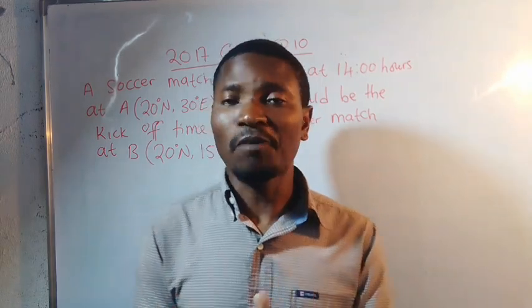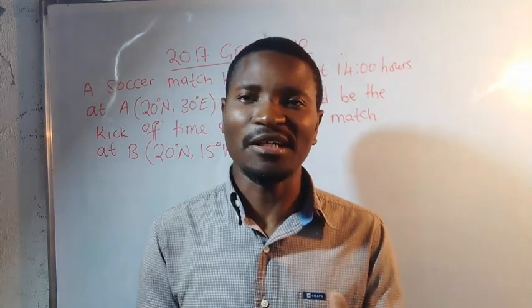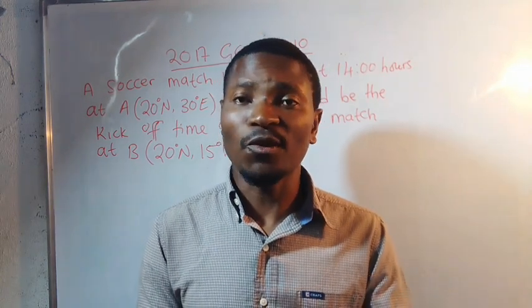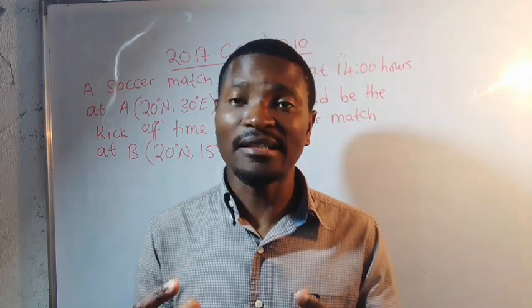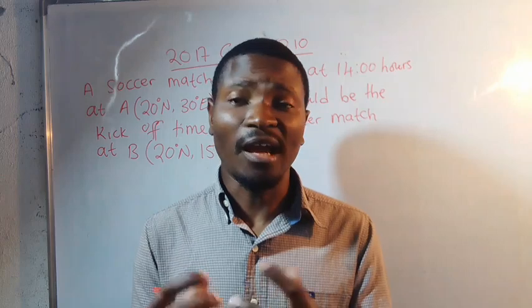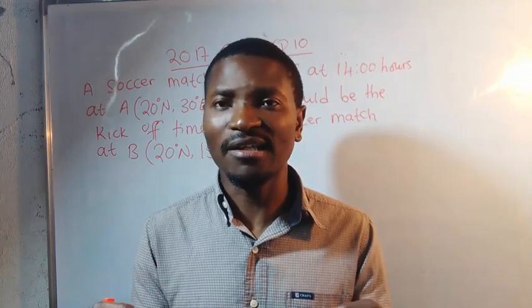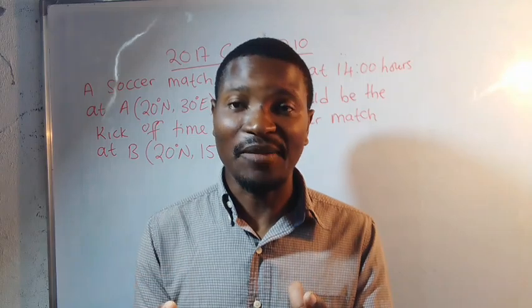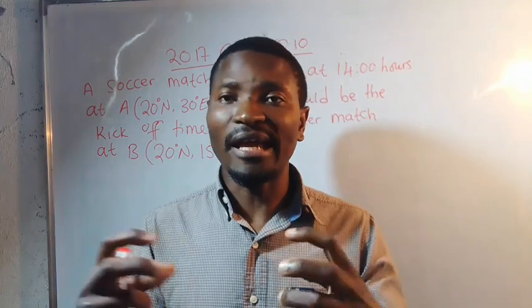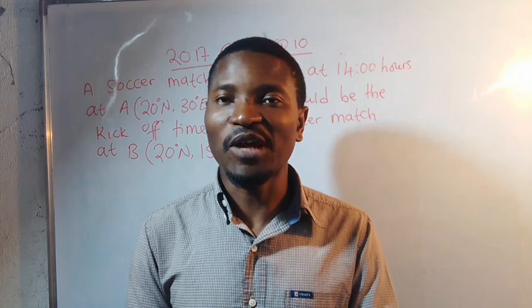Without much further ado, this is a question that came from 2017 Mathematics Paper 1 GCE. So we are going to solve that. Particularly, this is going to deal with time calculation when it comes to Earth geometry. So it is very important for us to understand how we calculate time given 2 points on the Earth's surface. So let us see how you can do that.